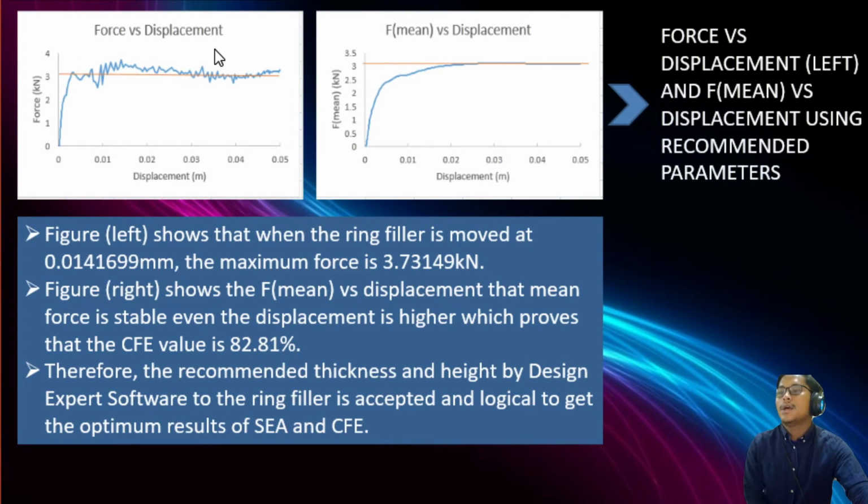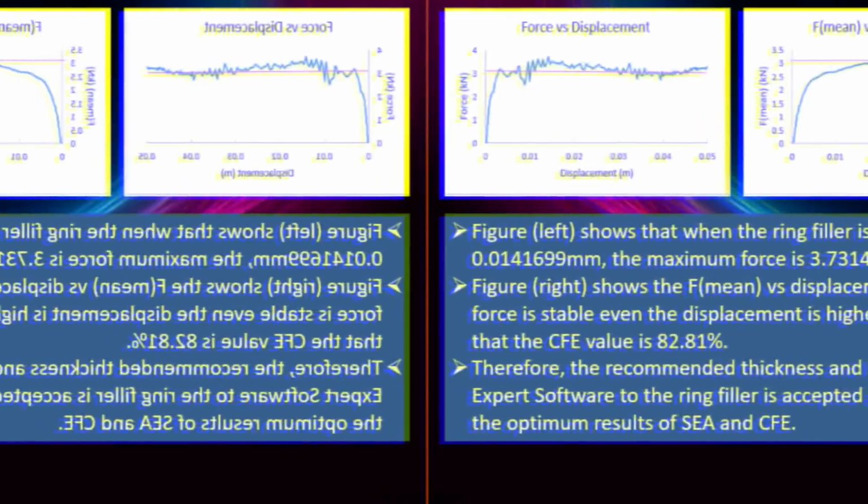The left figure shows that when the ring filler is moved 0.041699 mm, the maximum force is 3.73149 kN. The right figure shows the F mean versus displacement, where the mean force is stable even as the displacement is higher, which proves that the CFE value is 82.81%. Therefore, the recommended thickness and height by Design Expert software for the ring filler is accepted and logical to get the optimum results of SEA and CFE.